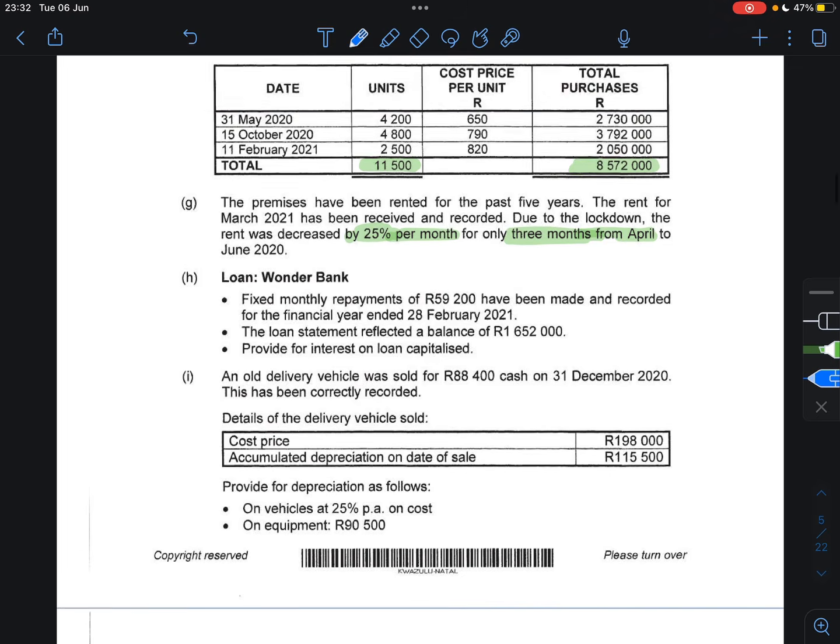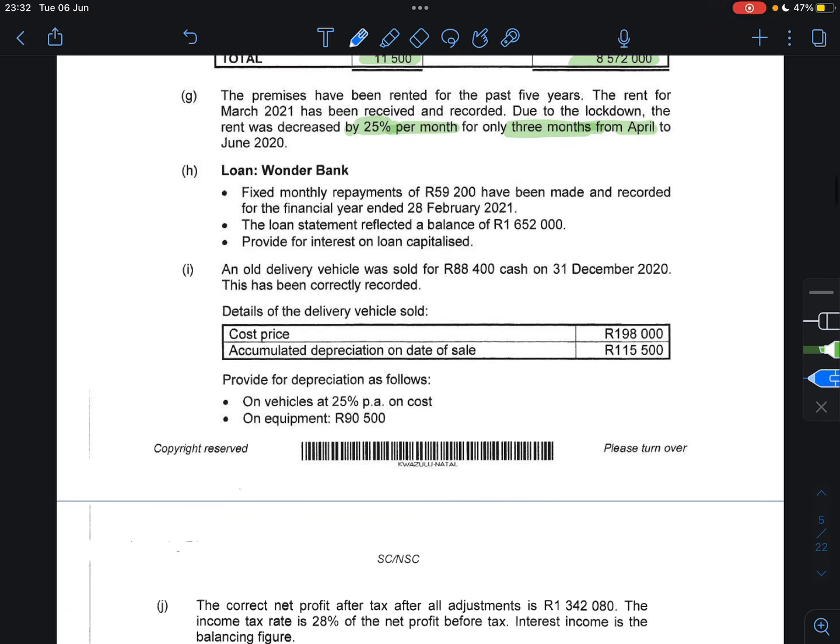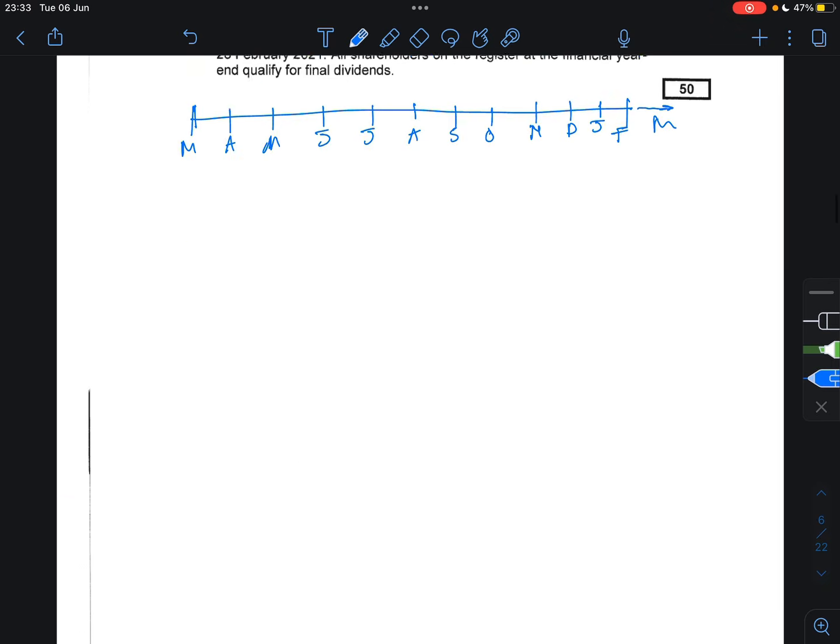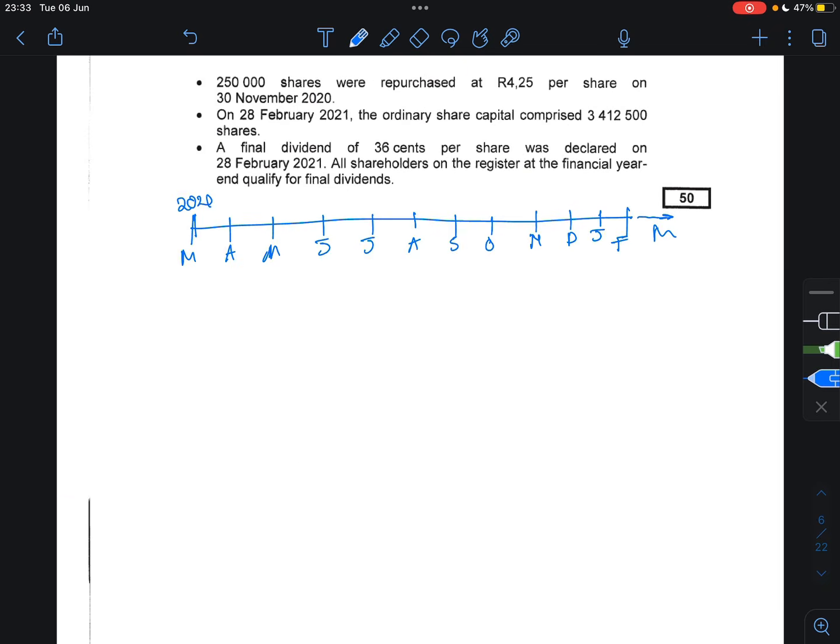All right, reading once again your information, it says the premises have been rented for the past 5 years. The rent for March 2021 has been received, this is important, and recorded. So due to the lockdown, the rent was decreased by 25% per month for only 3 months. From when? April to June 2020. All right, so here we're in 2020, this is 2021 at the end. So in April, May, and June, we had these 3 months at 25% decrease.